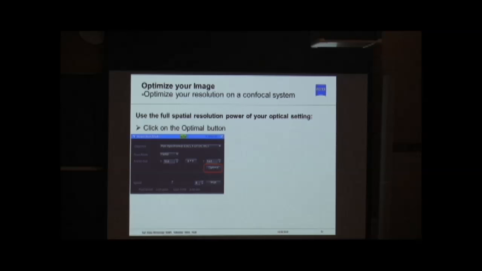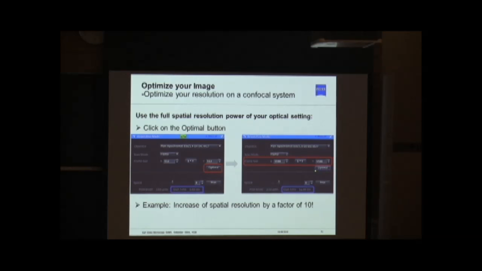Okay. So once you do that, for instance with a 63x objective, you hit that button before you click the start experiment button. The system will adjust itself to the maximal useful number of pixels depending on the objective and the zoom rate. And if you do that with a 63x objective, you will increase your spatial resolution by a factor of 10 already, which you can never achieve if you change to a 100x objective, which gives you a slightly higher spatial resolution because of a slightly higher numerical aperture. And to impress you even further, if you consider a 20x objective and hit the optimal button, you increase your spatial resolution already by a factor of 30. Only by hitting that button.